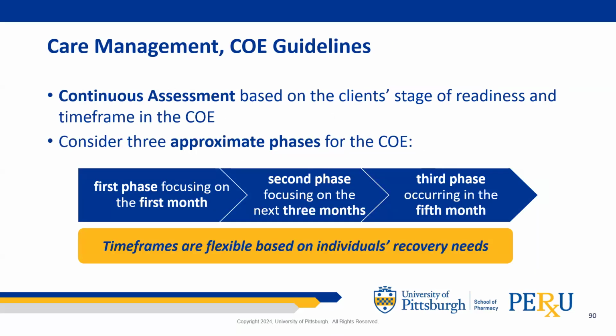The care management section of the guidelines also stresses the importance of continuous assessment based on the client's stage of readiness and time frame in the COE. Consider 3 phases for the COE in terms of screening, with the first phase focusing on the first month, the second phase focusing on the next 3 months, and the third phase occurring in the 5th month approximately.